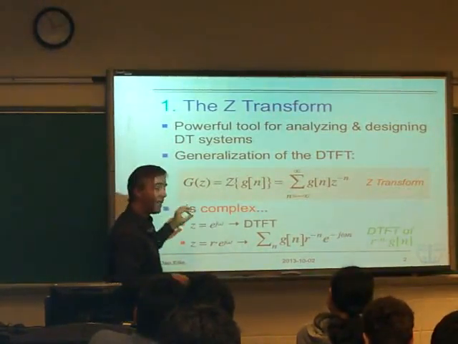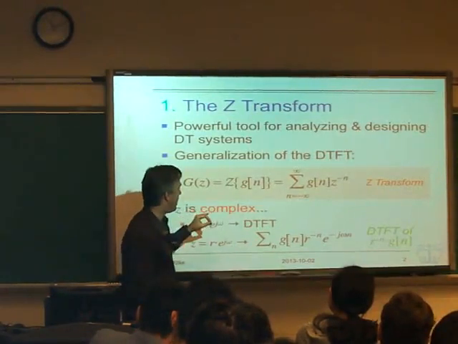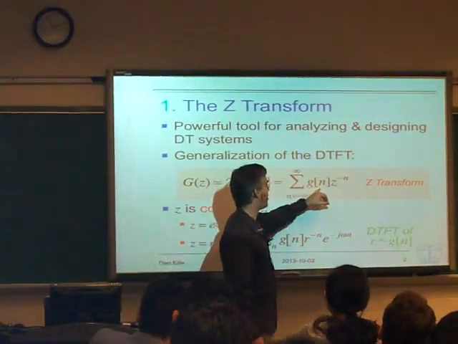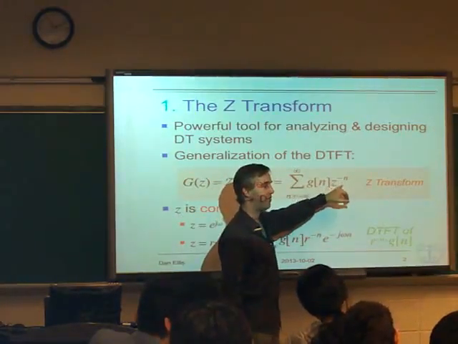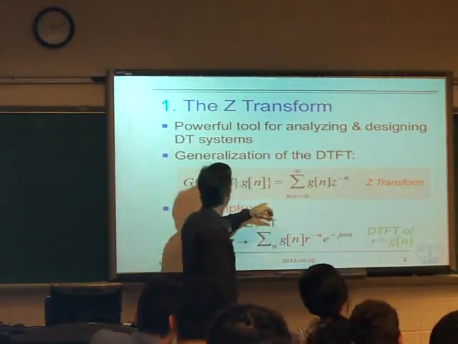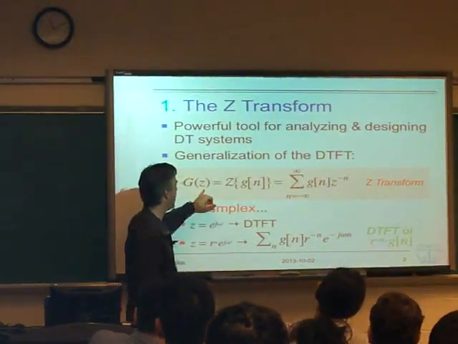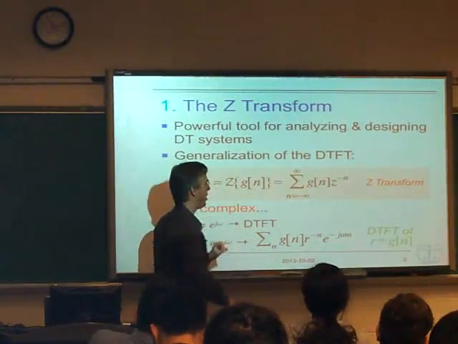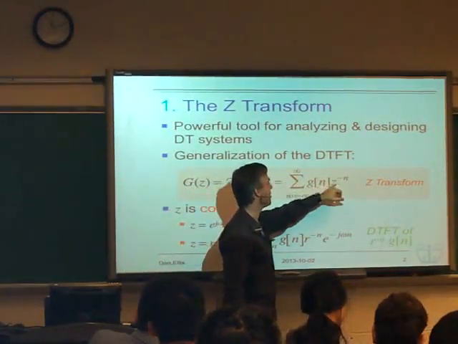Mathematically, it's not that complicated. It's basically just generalizing the DTFT. Instead of defining the DTFT with the sum of g of n e to the minus j omega n, we just replace e to the j omega with z. So g of z, remember we had g of e to the j omega before, which we can write as script Z of the sequence g of n, is defined as the sum over all points in the sequence of g of n times z to the minus n.